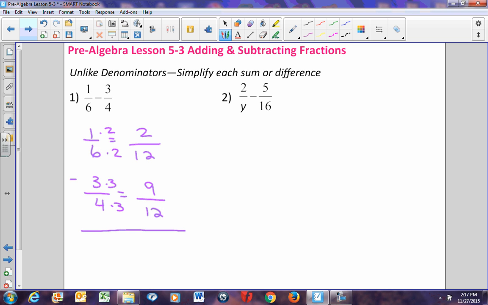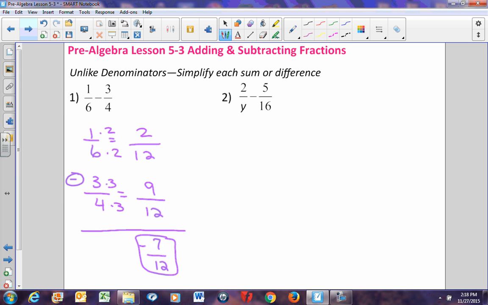And then I just subtract. And paying attention to signs, 2 minus 9 means I'm going to have a negative fraction here. And yes, you can have negative fractions, just like you have negative decimals and negative whole numbers. 2 minus 9 is -7, so I have -7/12. I would encourage you to write things vertically because it is easier to keep track of all of your work.